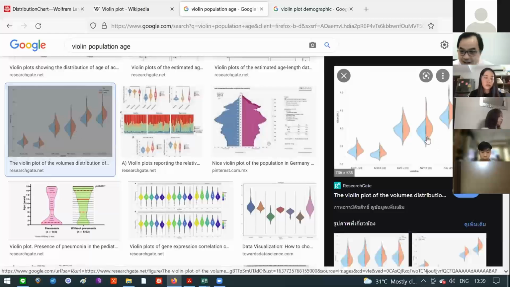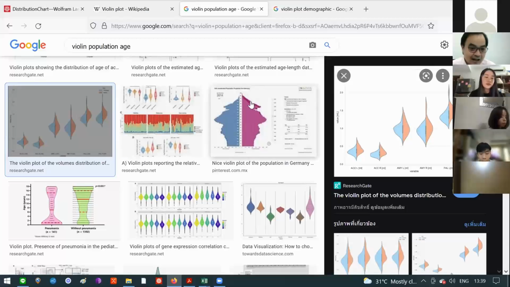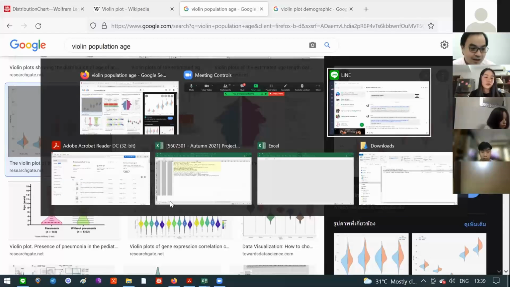Something like this. Okay, there it is. This is sort of what I mean. So you can have male versus female, age from young to old, and then the distribution of disease versus not disease, that kind of thing. I think that might be helpful in your project as well.